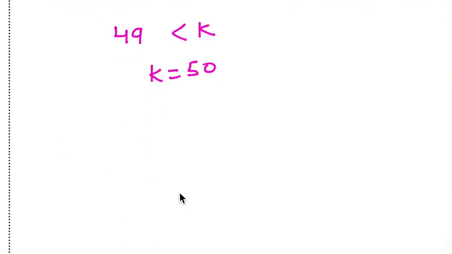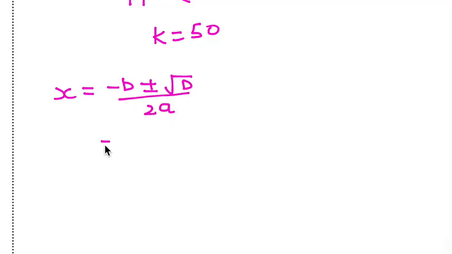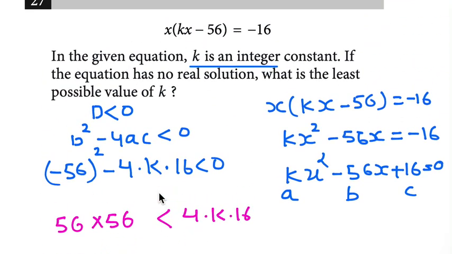Let's see why this is the case. If you remember the quadratic formula, x is equal to minus b plus or minus square root of d, divided by 2a. That is the formula. Now just imagine if this d is less than 0, that means it is a negative value, so it's going to be an imaginary number. That is the reason that if d is smaller than 0, then this quadratic equation has no real solution.